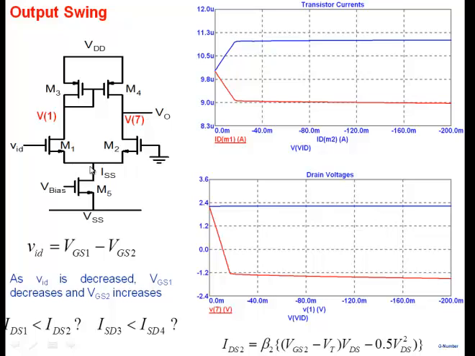Is this going in saturation region? Which one? M2. M2 is not going into saturation, it goes into linear region. Then does it still amplify? No, once it goes there, it no longer amplifies.